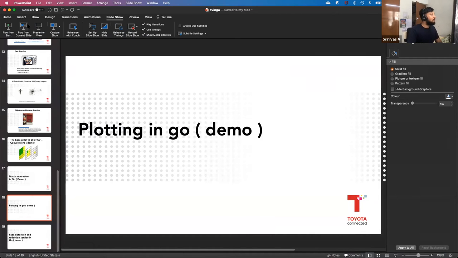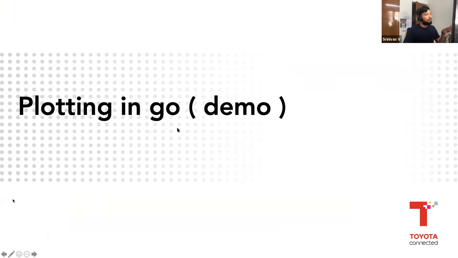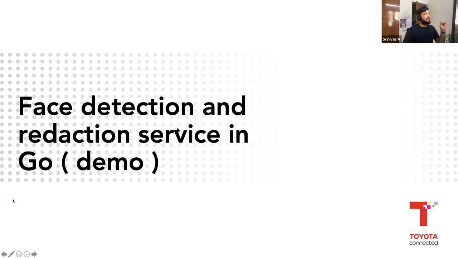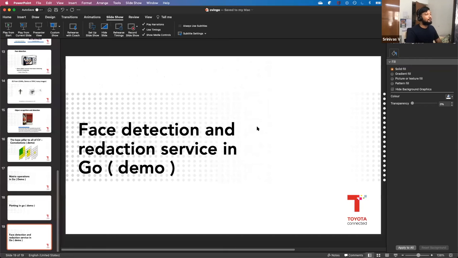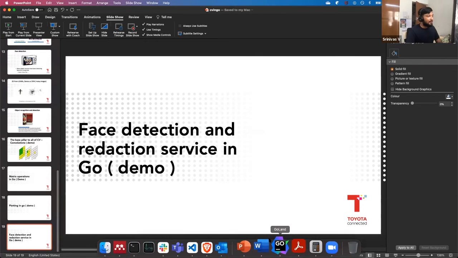But in the meantime, I'll go to the next part, which needs some explanation. This module is just to prove that you can still do as much plotting and visualization as in Python. The final thing is going to be a capstone project that I did just for this talk. I started by writing a simple Go server, which detects a face and blurs it, and it serves that in your web page. It's as simple as that.